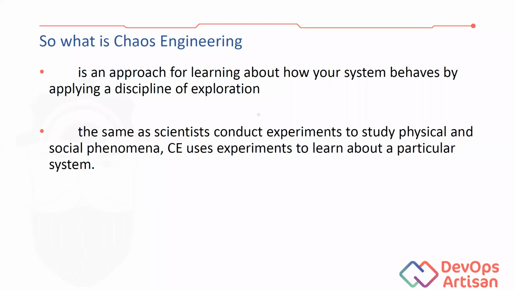We can use chaos engineering, right? So with chaos engineering, we can learn about how the system behaves by applying exploration, by conducting different kinds of experiments. You can think the same way as scientists conducting different kinds of experiments to study physical and social phenomena. In the same way, chaos engineering uses different kinds of experiments to understand a specific system better. And here, of course, a system can be anything, like a distributed system, like our applications, like our services, and so on and so forth.